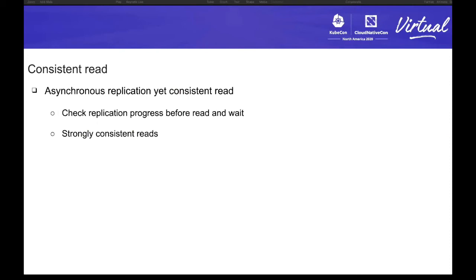Another thing people usually ask is how do we achieve consistent read? Because replication from TiKV to TiFlash is asynchronous, we need to guarantee the consistency during the read time. How do we achieve this? The idea is pretty simple, and we use a learner read algorithm and consult the leader on the replication progress before we return the data to the client. And this actually guarantees we can achieve a strongly consistent read.